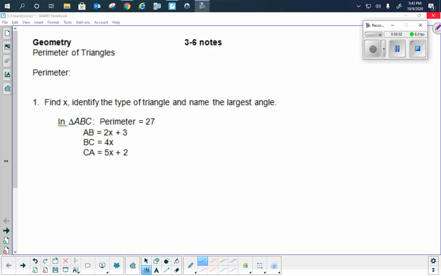All right, in 3-6 notes, we're looking at perimeter of triangles. Okay, and we're going to try to relate this to a bunch of our old stuff that we have done just to try to keep you up on reviewing this.